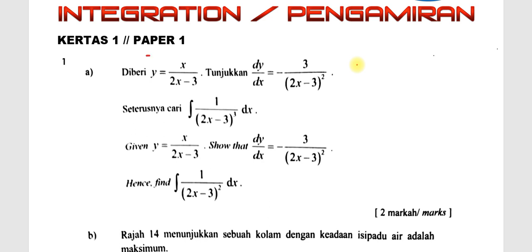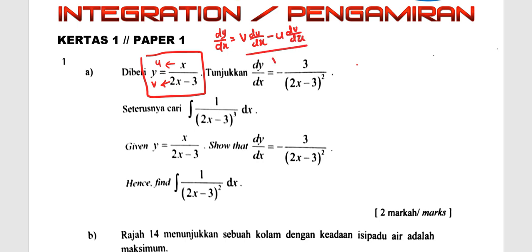Okay, so you are given this as your y. Note that your numerator also has x, your denominator also has x. Then we need to use the quotient rule. Let this be u, let this be v. Remember, dy/dx for the quotient rule is v du/dx minus u dv/dx, divided by v squared. Just apply this.